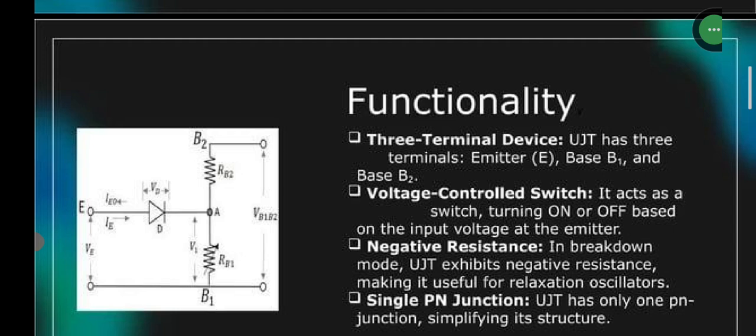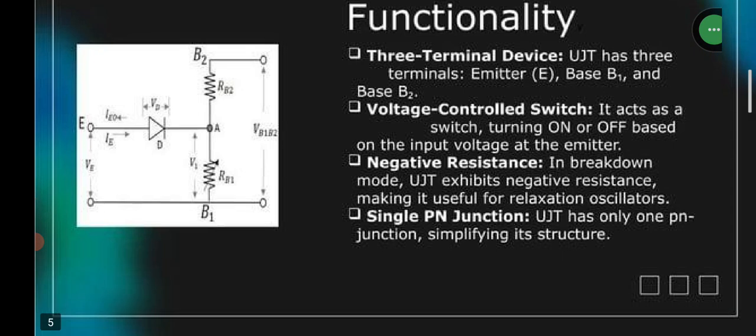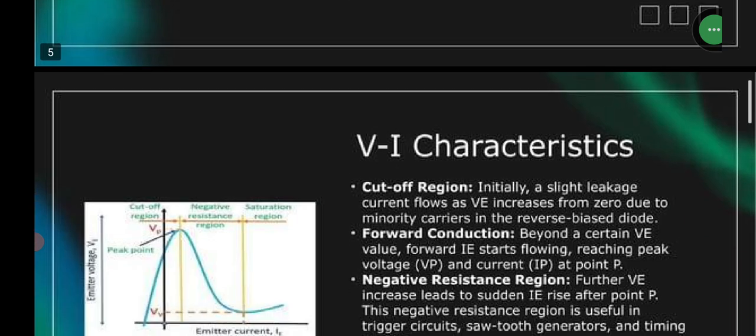Negative resistance. In breakdown mode, UJT exhibits negative resistance, making it useful for relaxation oscillators. Single PN junction. UJT has only one PN junction, a simplified structure.